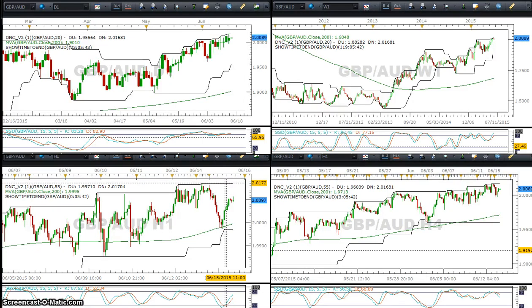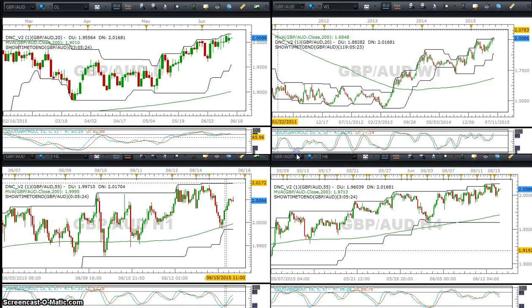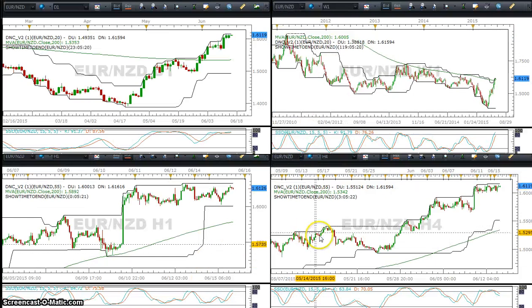Let's go the other direction. Let's take a look at the weakest currency, which is the New Zealand dollar when I did this, and pair it with a strong currency. We already looked at the pound New Zealand. Let's look at the euro New Zealand. The New Zealand dollar being the weakest, the euro being the second strongest currency that's out there. So let's go down to that euro New Zealand and see what we're looking at there.